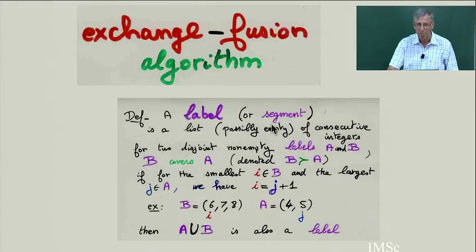Then we will put some labels, the same as for the exchange fusion. There will be blocks which are going to cross or maybe to be in fusion together. So we call this a label or block, and it's a block of consecutive letters.